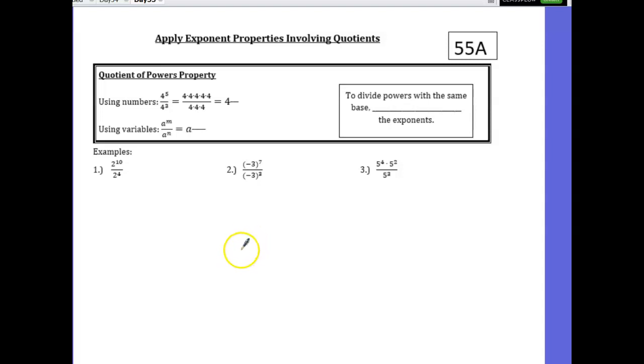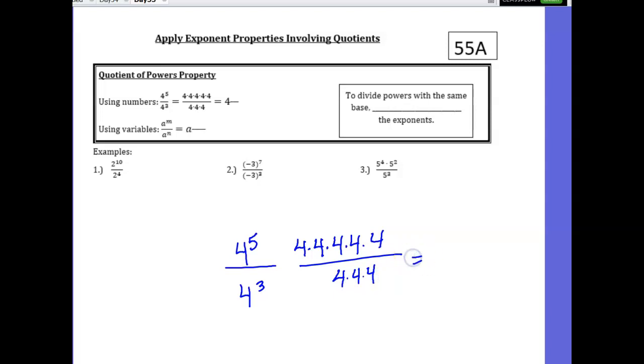If I had 4 to the 5th power, that's like saying 4 times 4 times 4 times 4 times 4. And if I wanted to divide that by 4 to the 3rd power, that's 4 times 4 times 4. If we looked at it like we were canceling out, we could cancel out the first set of 4s, the second set of 4s, and the third set of 4s. Then we would just be left with 4 to the 2nd power.